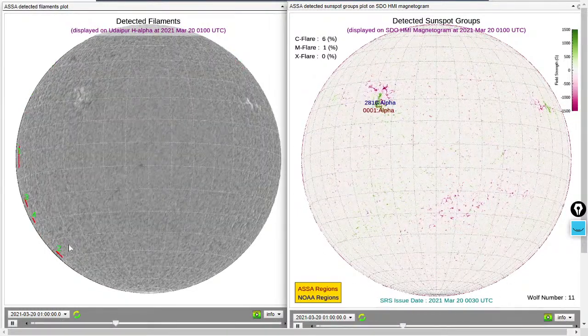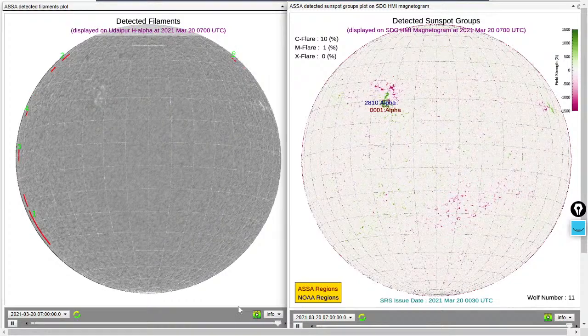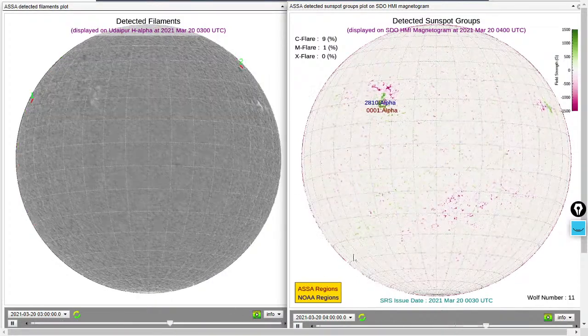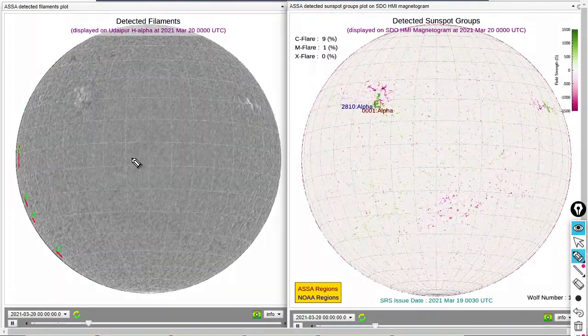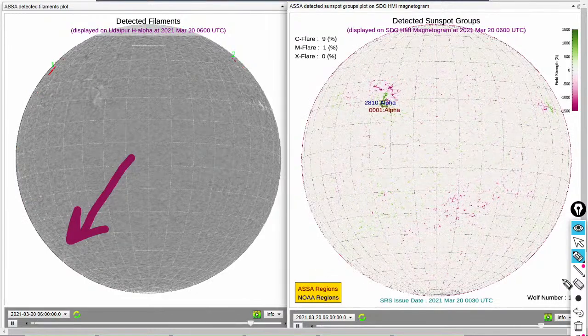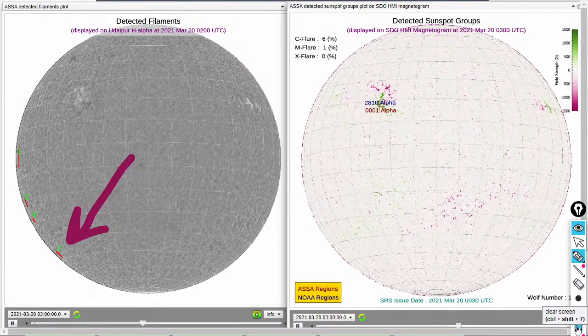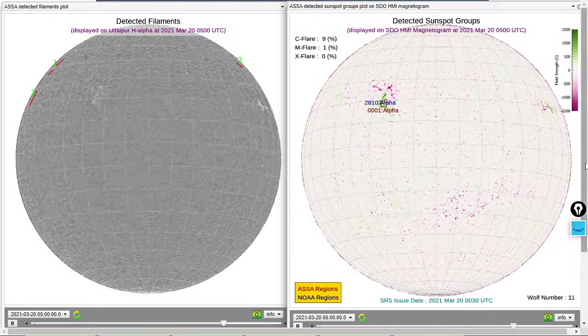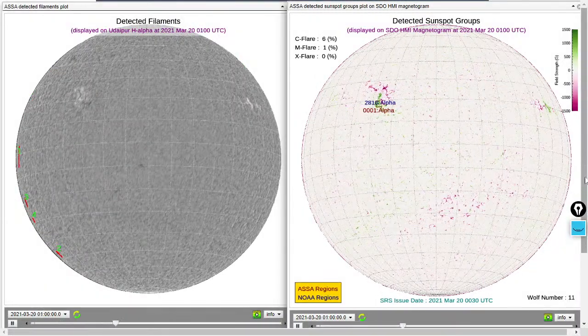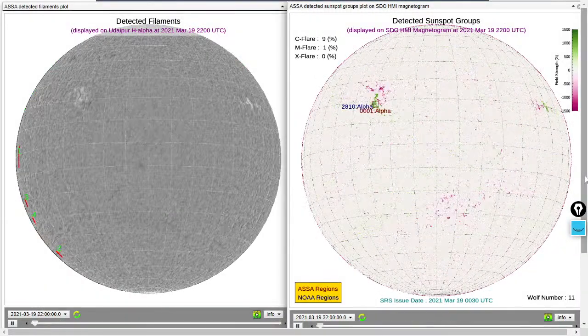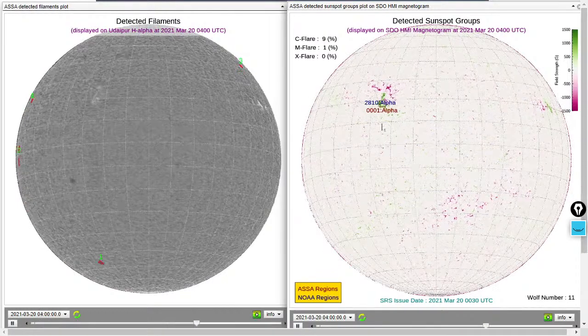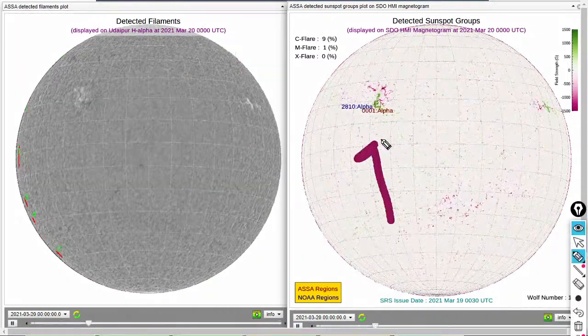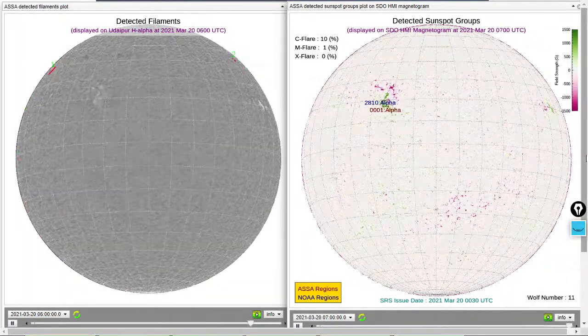Here's the filament situation, and the filaments that we saw turn into that coronal mass ejection are some of these down here. You do see those vanish at the end of the imagery there, and that is because they are now propagating through the solar system. And you can see sunspot 2810 is still alpha class, and I think it's even smaller than it was yesterday.